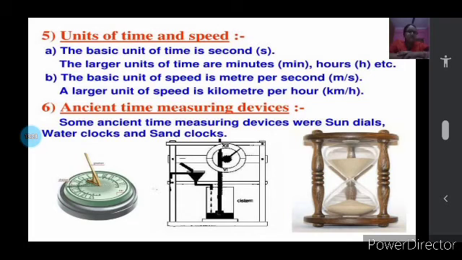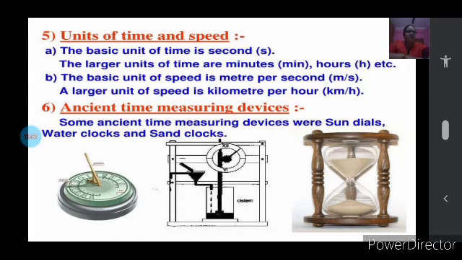The larger units will be hours, minutes and so on. The basic unit of speed is meter per second. The larger unit, as we just saw in an example, children, is kilometer per hour. In ancient times, the same picture which we are seeing, the sundial, was used by the people. The principle of the sundial is that from the shadow of the sun they were able to measure the timing approximately. They did not give accurate measurement.